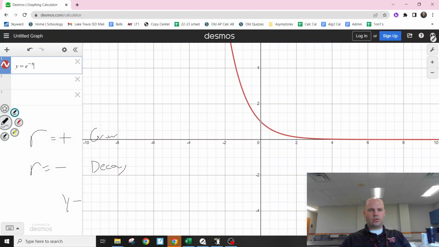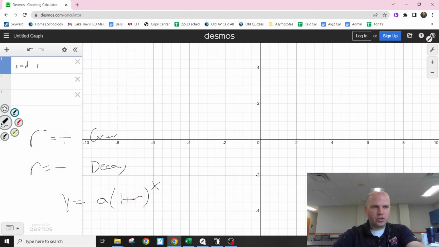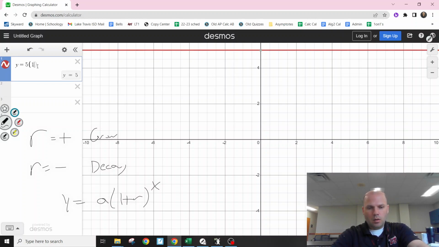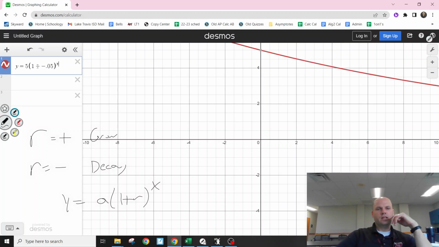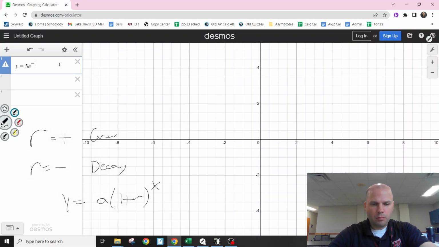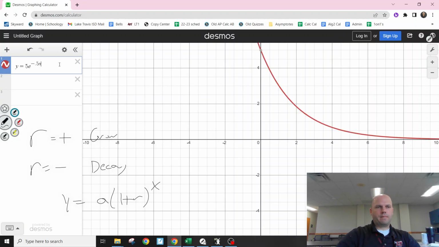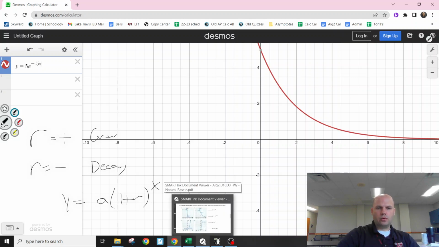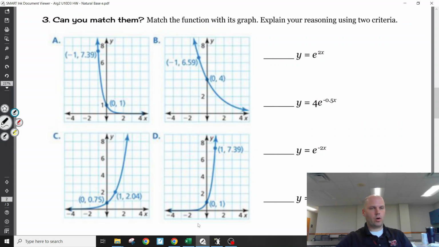And if we just always use an initial times 1 plus r to the x, then if r is negative, you would do initial times 1 plus negative r to the x. And you can see that negative rate gives me a decay. It's going to be the same thing here, only it'll be like 5e to the negative 0.5x. Okay, so that's new to some if you've been using 1 plus r and 1 minus r. If you think of r as being positive or negative, then you're good.